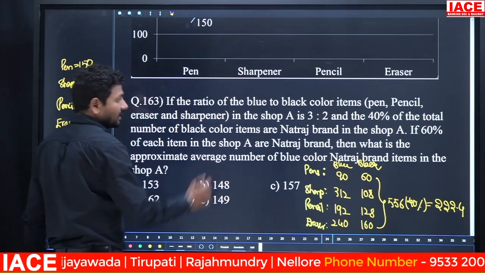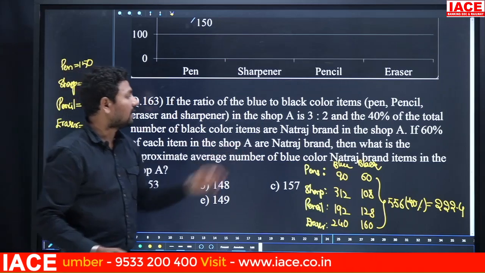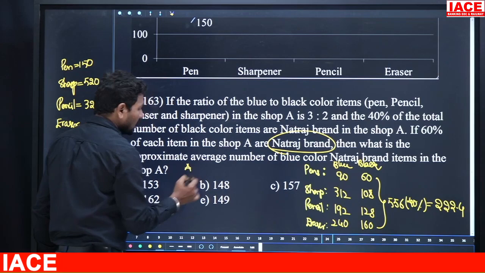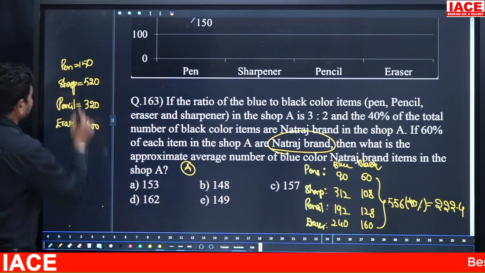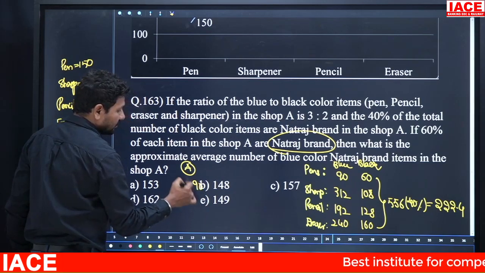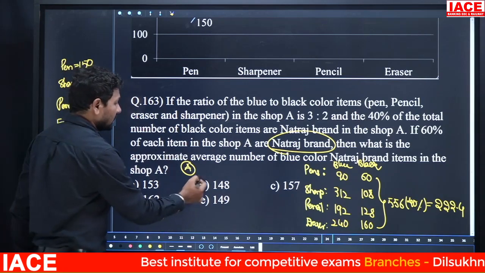And as per the next line, 60% of each item in shop A are Nataraj brand. We require the Nataraj brand. Then shop A contains how many items? In 150, 60% you can take, you will get 90. 90 belongs to Nataraj brand. The remaining 60 does not belong to Nataraj brand. This is the Nataraj brand, 90.